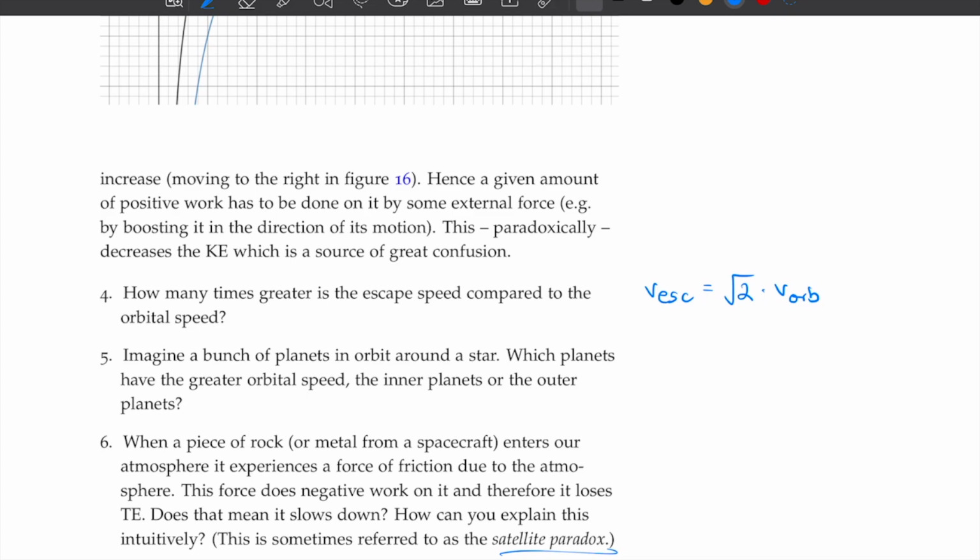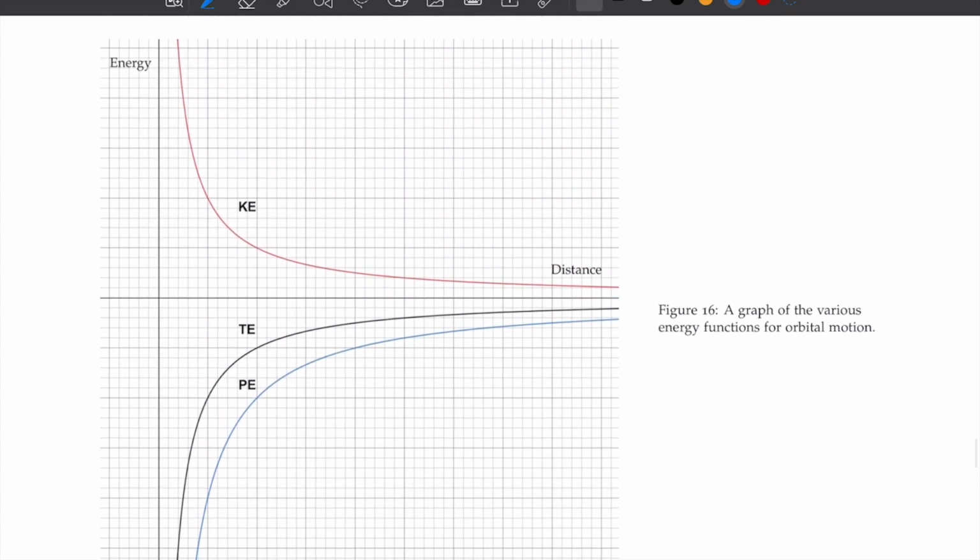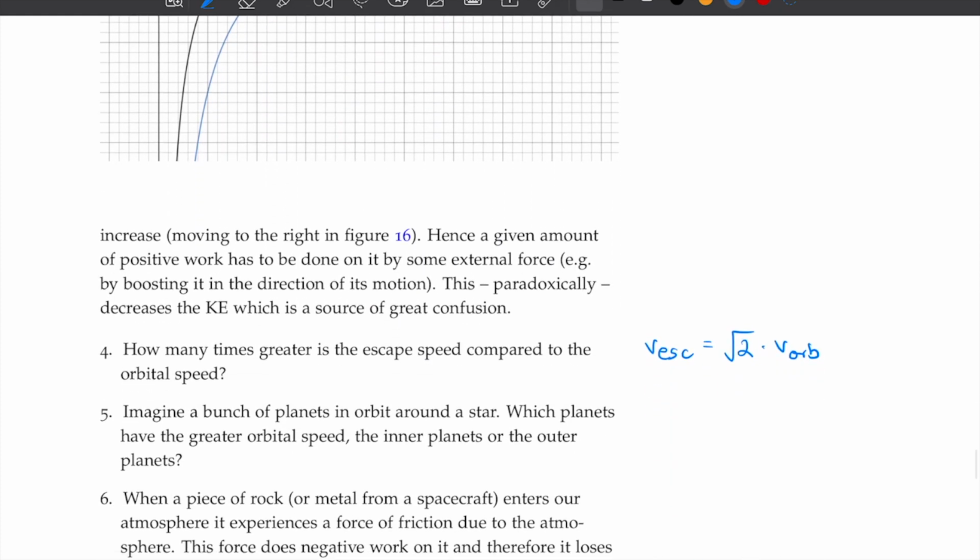Nice. Let's imagine some planets orbiting a star. Which planets have the greater orbital speed? Well, we can see that kinetic energy decreases with distance, so the further out you are in orbit, the slower you are moving. So it's the planets that are far away that are moving slowly. Outer planets are slower. The inner planets are faster. Mercury is the fastest planet, the innermost planet. Neptune is the slowest planet, the one farthest away from the sun.